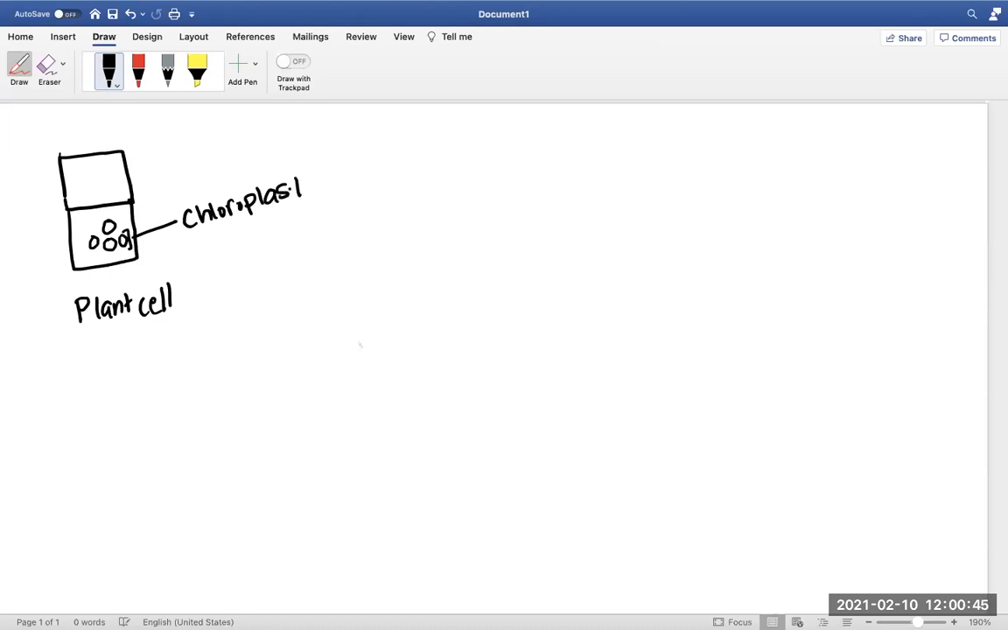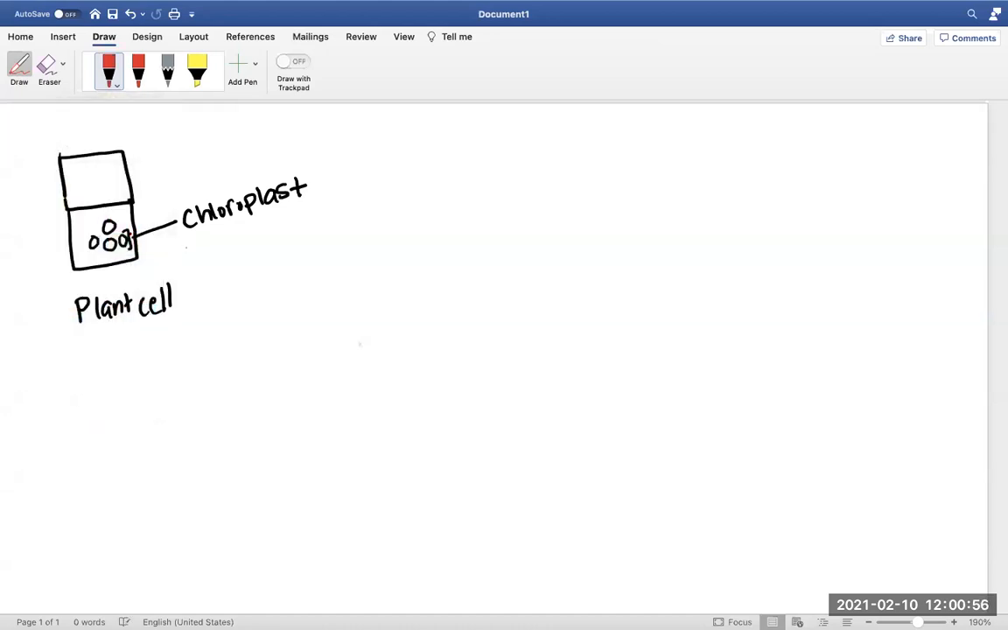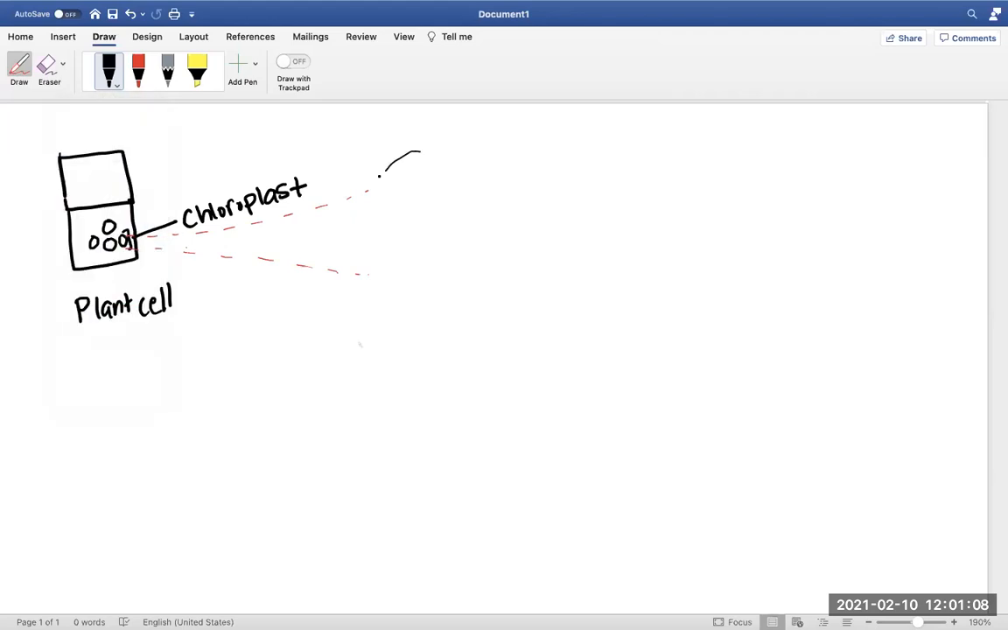Stop me when it doesn't make sense, okay? So what I'm gonna do, I'm gonna try to zoom in on this chloroplast. So let's zoom in on this chloroplast. So now this is what you have. This is a chloroplast zoomed in. You have two membranes.